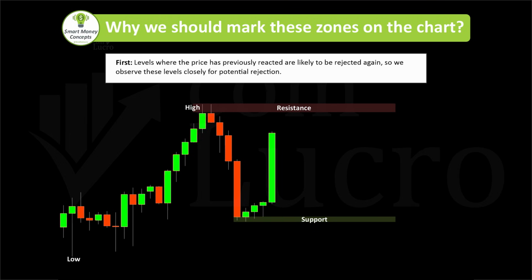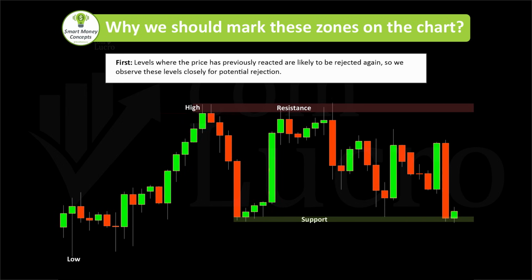First, levels where the price has previously reacted are likely to be rejected again, so we observe these levels closely for potential rejection. This helps set profit targets, especially if they are key levels on higher time frames, as even minor reactions here can lead to major reversals in lower time frames.